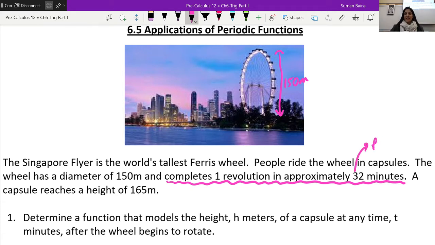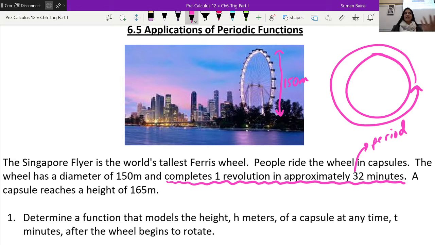Yeah, so basically that's telling us the period in our equation, right? Because if it's saying one revolution in 32 minutes, do you see that on our unit circle? I'm going to draw this over here. On our unit circle, do you remember that one full rotation in degrees is what? 360, and what is it in radians? Or 2 pi, it's the same thing. This is telling us that one full revolution happens in 32 minutes. So it's one period. Good?